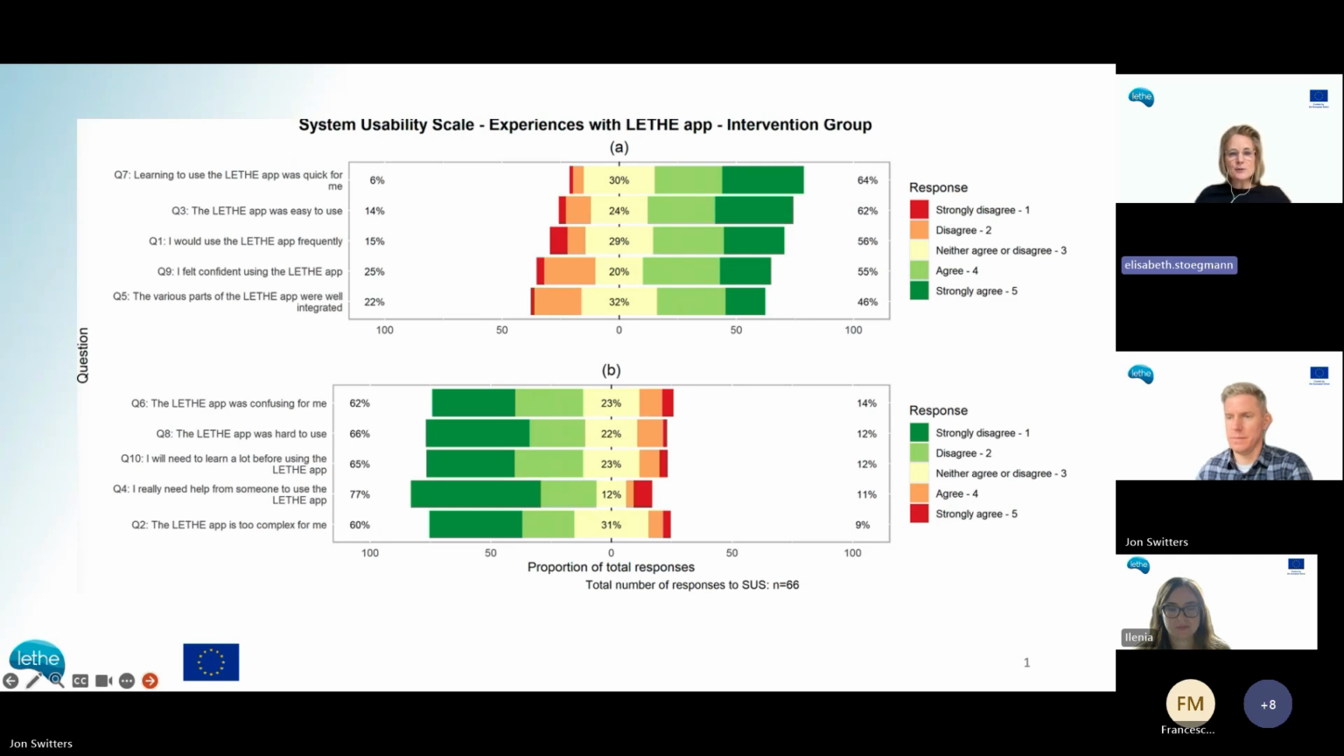Here you can see the System Usability Scale. This comprises questions about how easy it is to learn the Lethe app and how easy it is to use. And most of the participants strongly agreed with the feeling that the Lethe app was quite easy to use and was not so confusing.